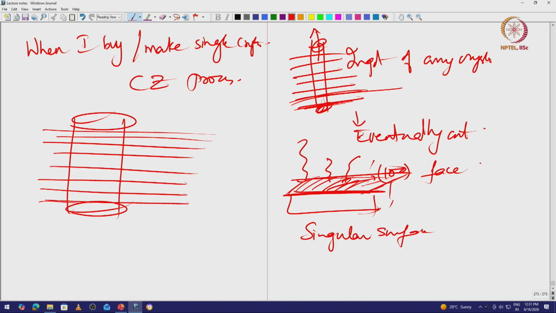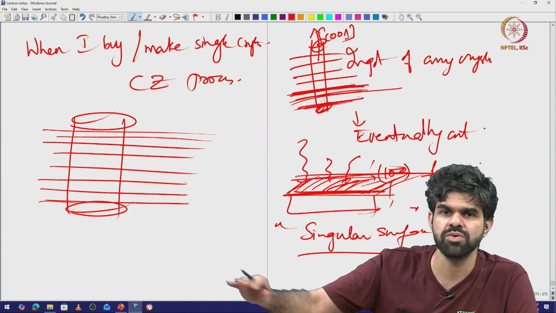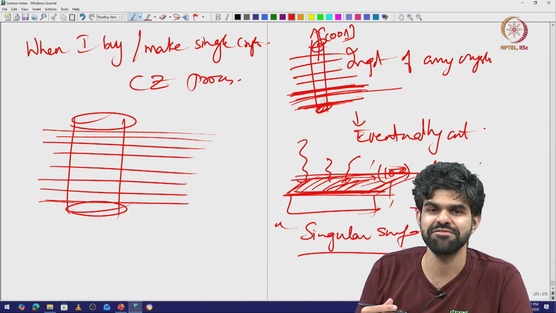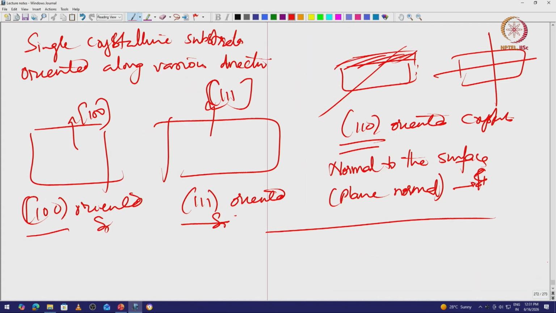So the ingot is growing along the 001 direction, and then I cut it exactly at 90 degrees to the 001 direction, I get what is called a singular surface. Singular surface means it is a 100 surface throughout the entirety of the single crystal. Now a singular surface, by definition, is a very unstable surface, and I am going to prove that in 2 to 3 classes from now. So these are very unstable surfaces.